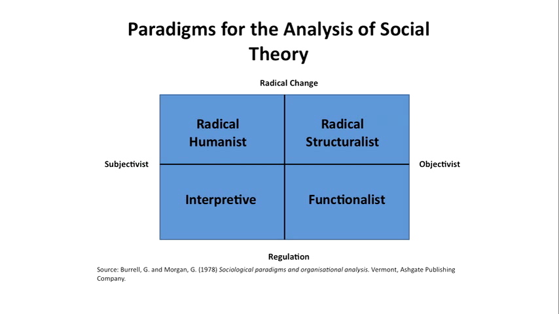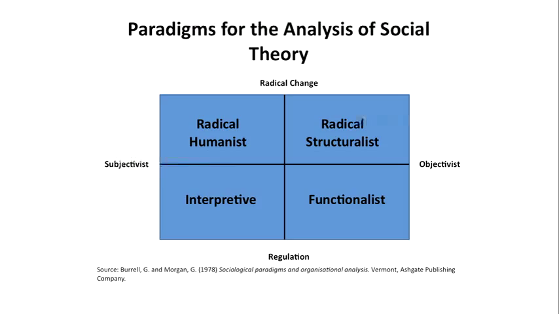Radical humanist is looking at a kind of subjective nature of experience, but also looking at that within a more radical, more critical, more kind of looking at wider social implications as well. So it's that whole notion of social change and radical change embedded within radical humanism. Functionalist tends to adopt a more what would be called logical positivist approach. So it is very objective and it has that kind of focus upon regulation. So this is kind of traditional logical positivist sort of approach.